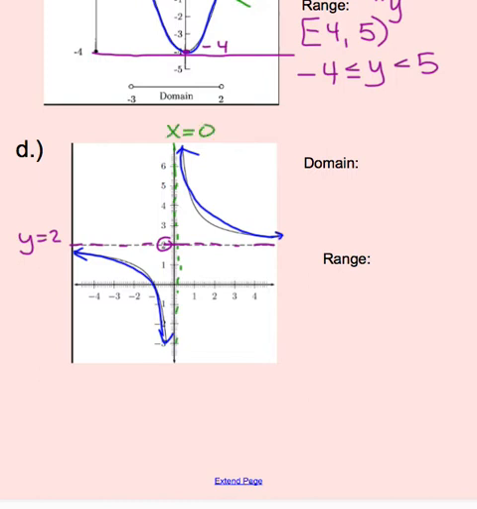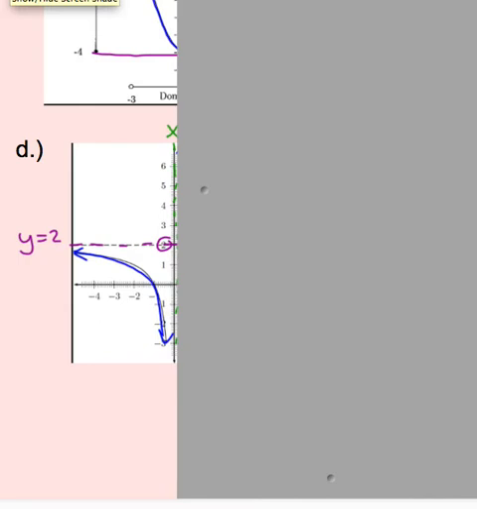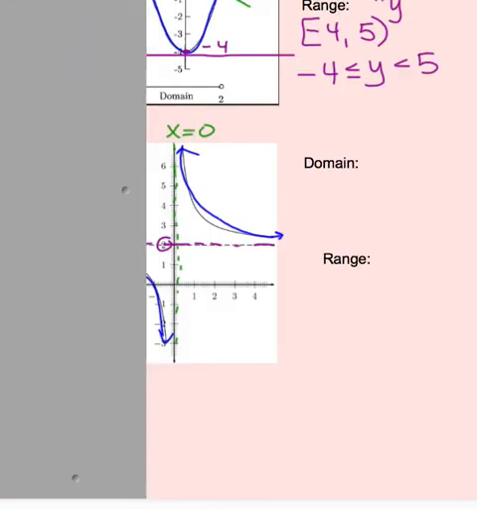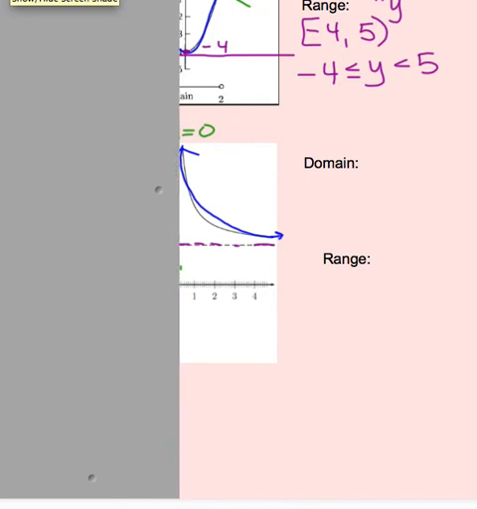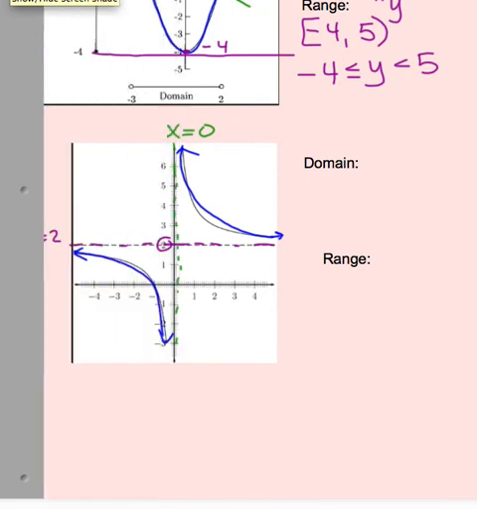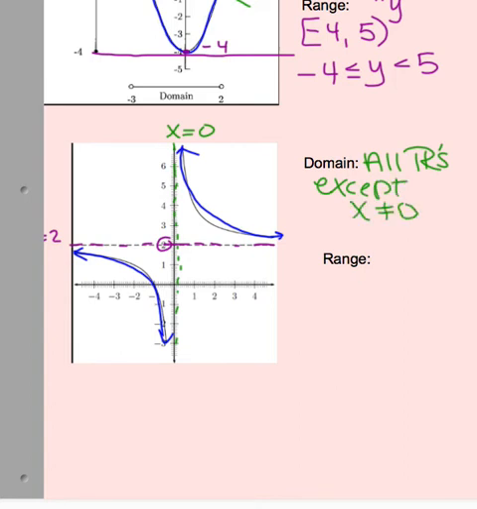So now let's talk about the domain. The domain is the x values. If you imagine your screen, it involves everything up until right before that green line, and then everything right after that green line. So you can say this is all reals except where that vertical asymptote is at. X cannot be 0.